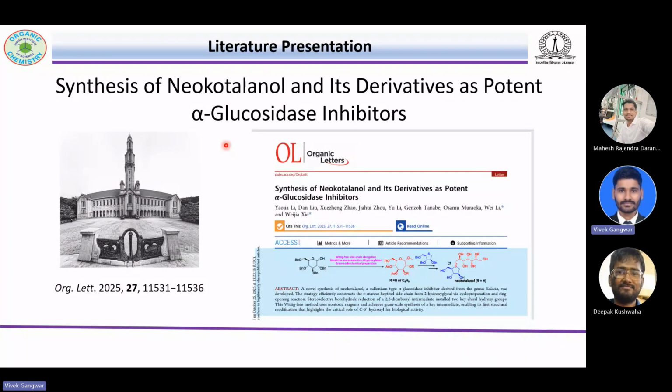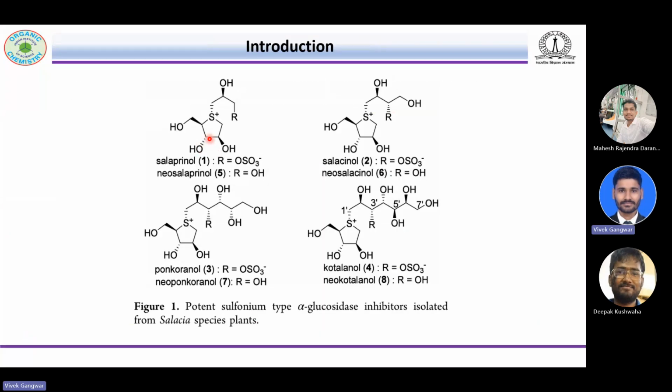As a potent alpha glucosidase inhibitor. So this is the thiodeuterion compound in which this hydroxyl group and this sugar moiety type. Up to 6 carbons we can manage, because we have furanoses and pyranoses. So up to 6 carbons we can easily form compounds like ponkoranol and neoponkoranol. We can easily synthesize them.